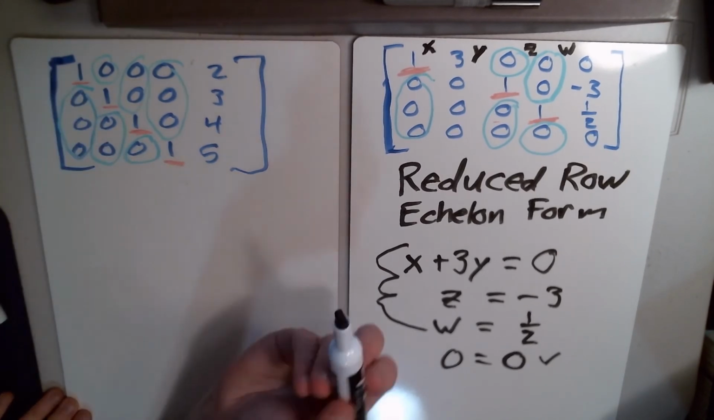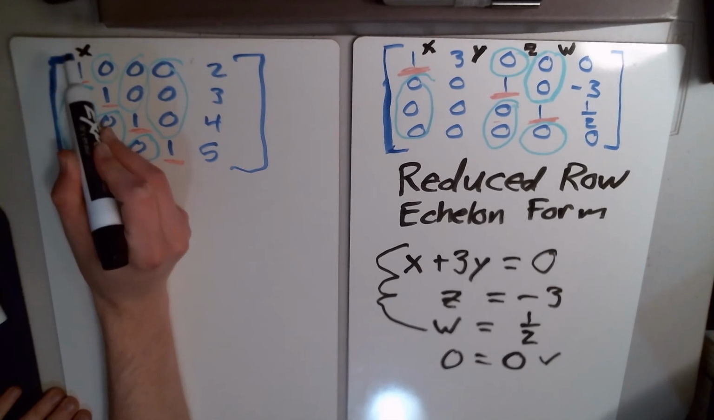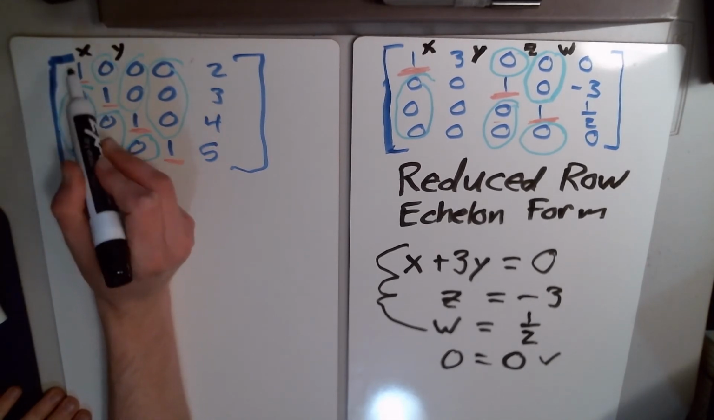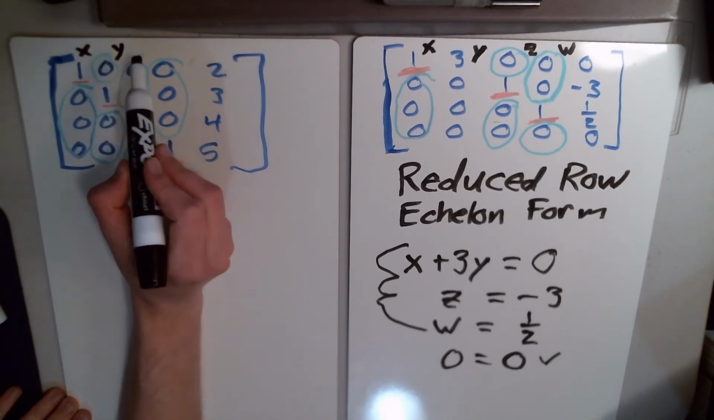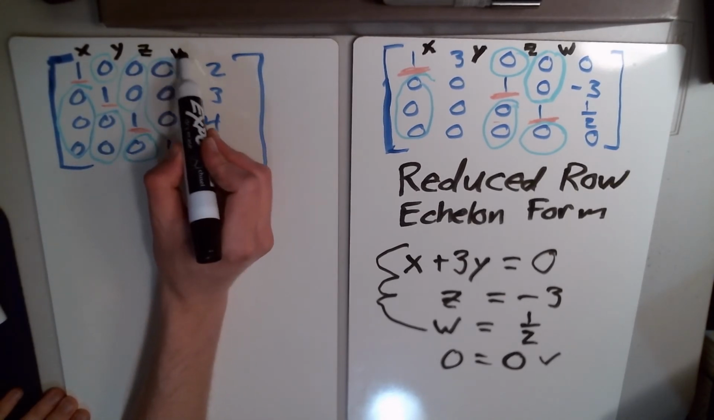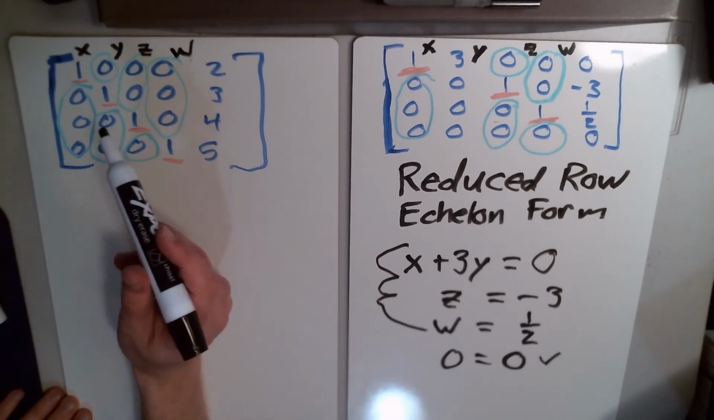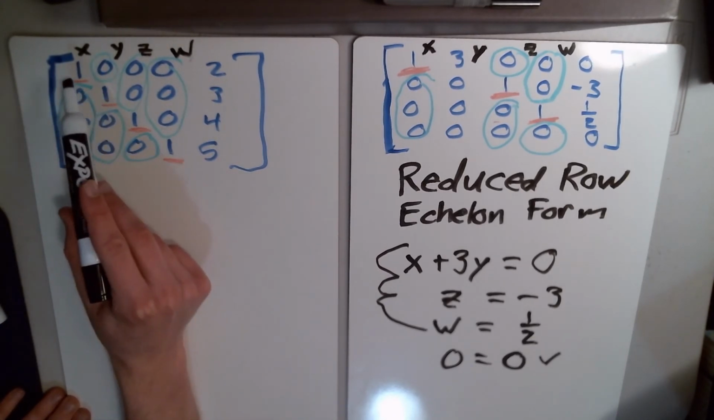And what happens when I convert this into equations? Well, this first column is x, the coefficients of x. The second column is the coefficients of y. The third column is the coefficients of z. And then the fourth column is the fourth variable. Maybe we'll call it w. Okay? So what would I get?